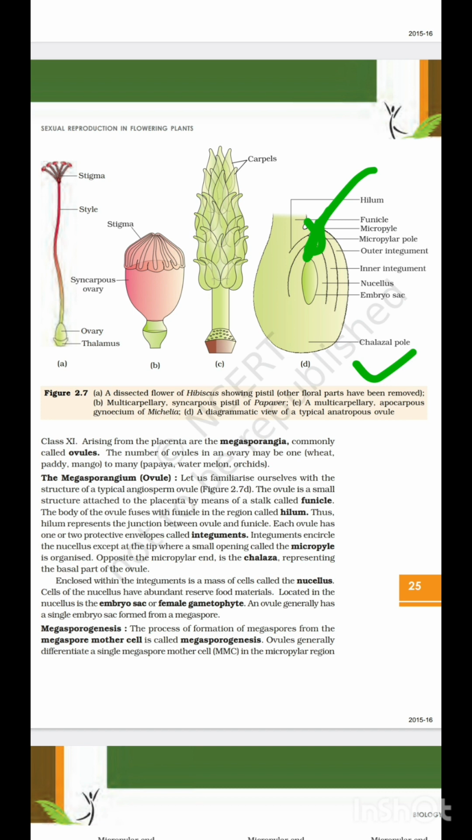Enclosed within the integuments, a mass of cells called nucellus, made of parenchymatous tissue, is present. Cells of the nucellus have abundant reserve food material. Located in the nucellus is the embryo sac. Inside the nucellus, the embryo sac or female gametophyte is present. An ovule generally has a single embryo sac formed from the megaspore.